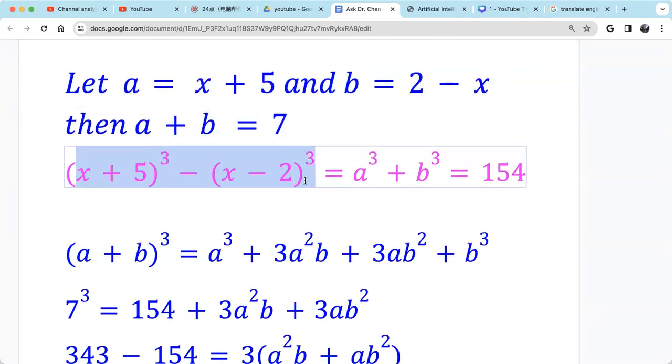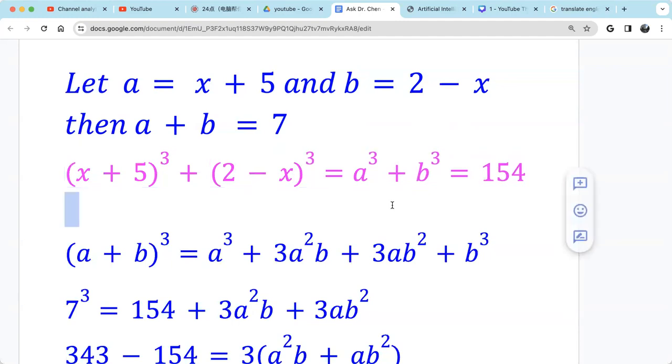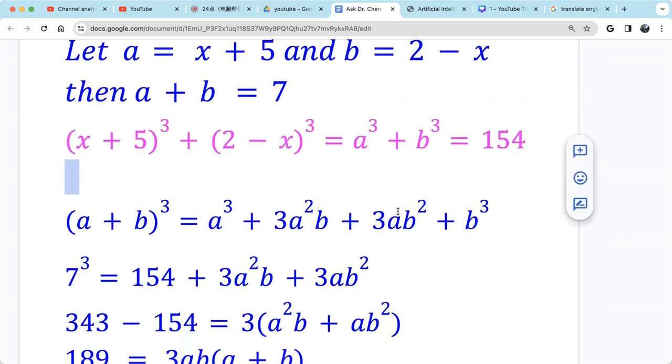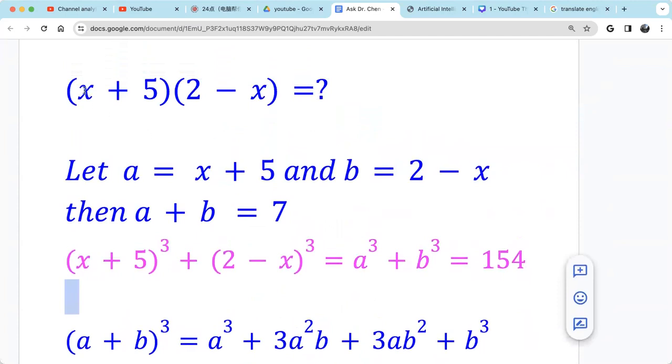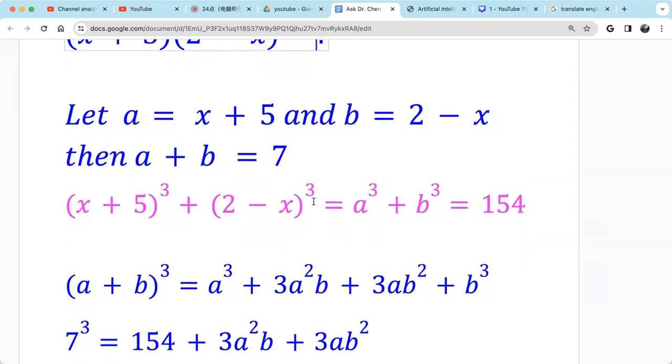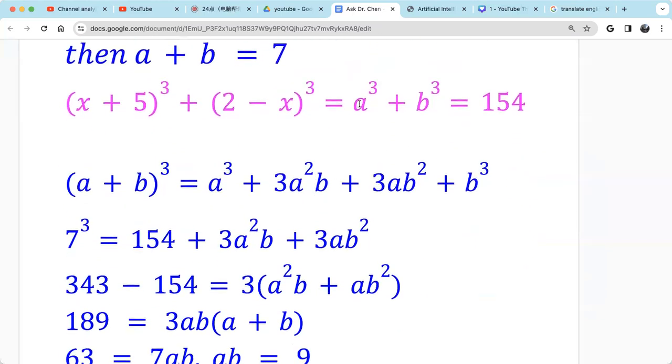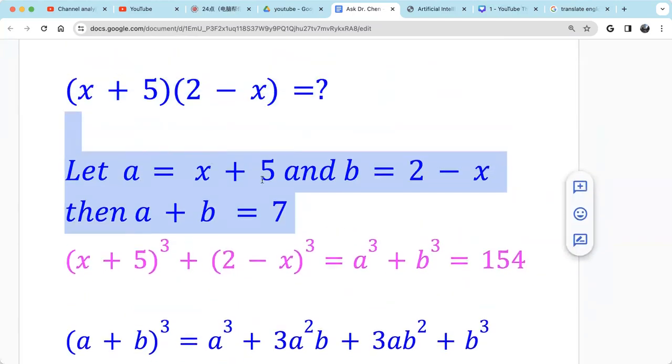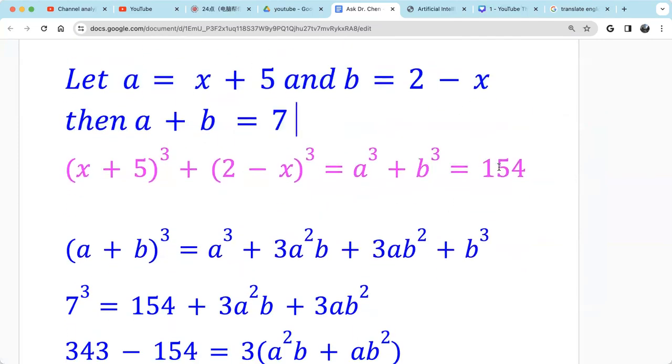As I rewrite those, this is just a^3 + b^3, because here we can switch to plus (2 - x)^3. So the sum of two cubes equals 154. Because we're looking for a times b, which in our substitution is just (x + 5)(2 - x), that's our goal. We want to use the conditions a + b = 7 and a^3 + b^3 = 154.